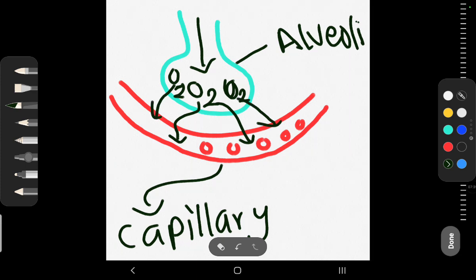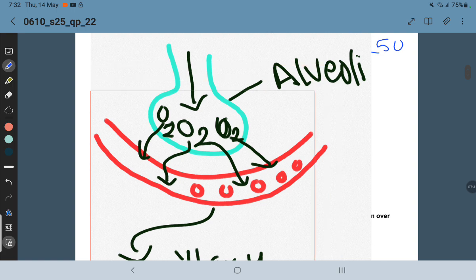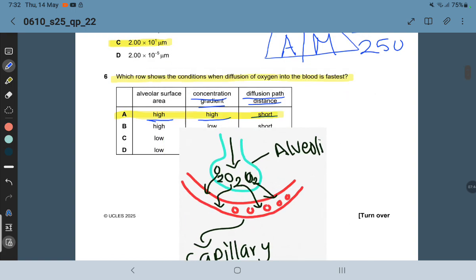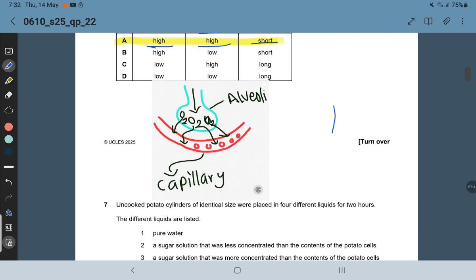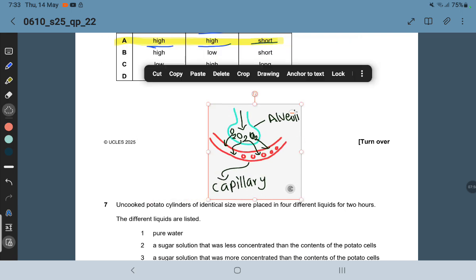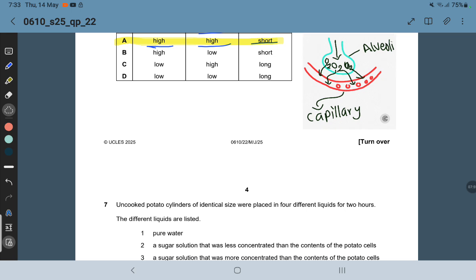So this is just an illustration for you to understand the question and grasp the idea and never forget it again. Now let us move to the next question here.